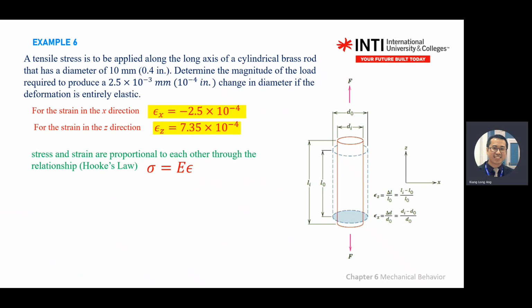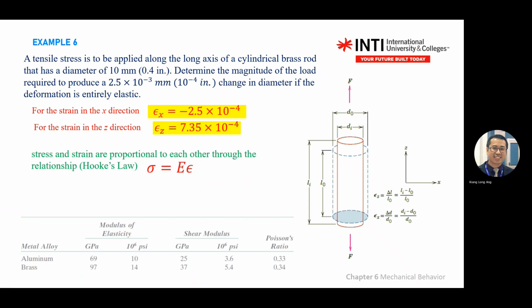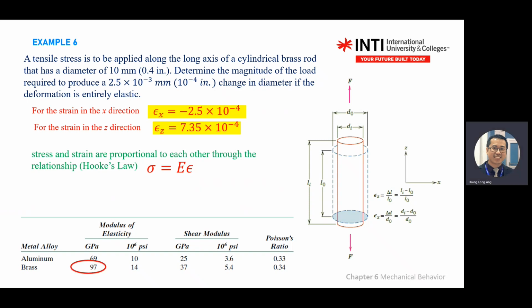Because the modulus Young you can find in the table just now, right? Just now, the brass modulus Young is 97 gigapascal. This value you substitute here. The strain you found just now, which is lateral in this one. Sorry, not lateral. This one is longitudinal. Right, longitudinal. All right, so we substitute there.